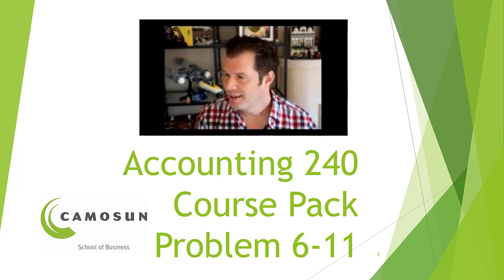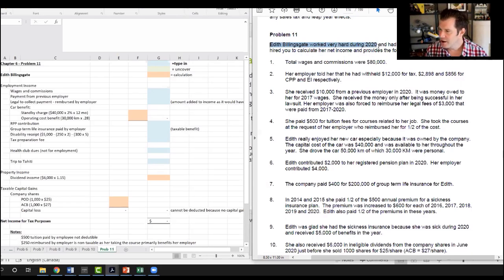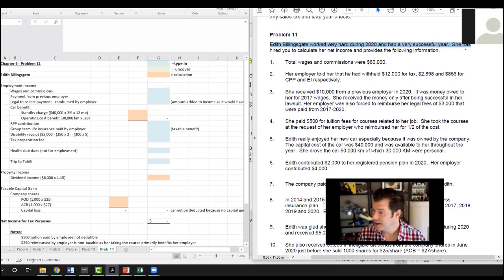Here we go. Edith Billingsgate worked very hard during 2020 and had a very successful year. She has hired you to calculate her net income and provides the following information. Now notice she's asked for net income, not income from employment, not property income. She wants her total net income, which is going to have all these fun different elements in it.